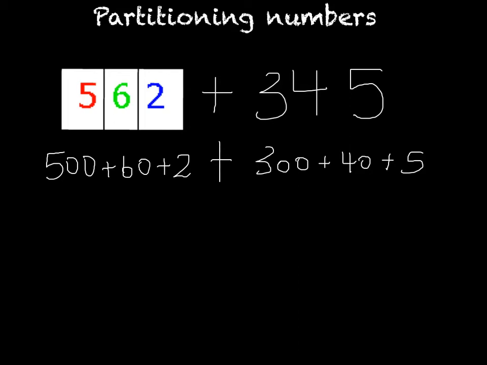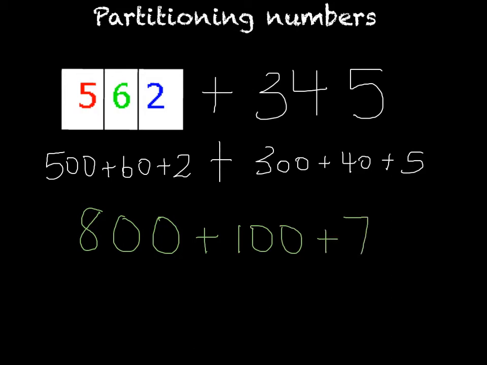Now I'm ready to add my parts together. So I can see that 500 and 300 make 800. And now I'm going to add the 60 and the 40 to make another 100. And finally, I'm going to add the 2 and the 5 to make a 7. So I've only got one step left, and I know that 800 and 100 make 900. And there's a little 7 left over, so that must be 907. So the answer is 907.